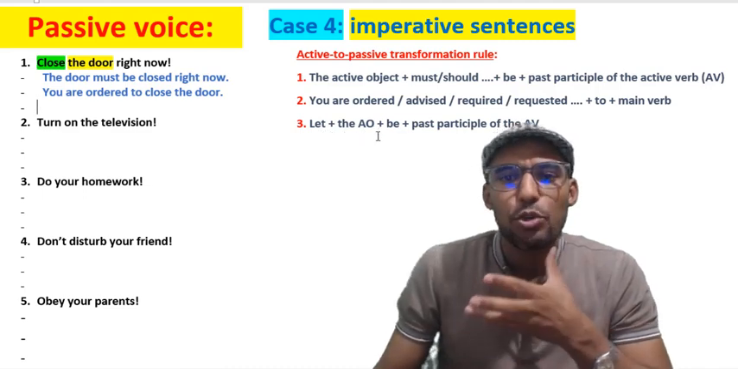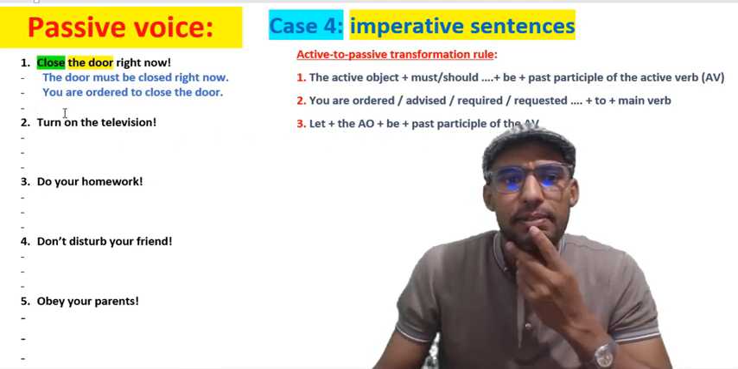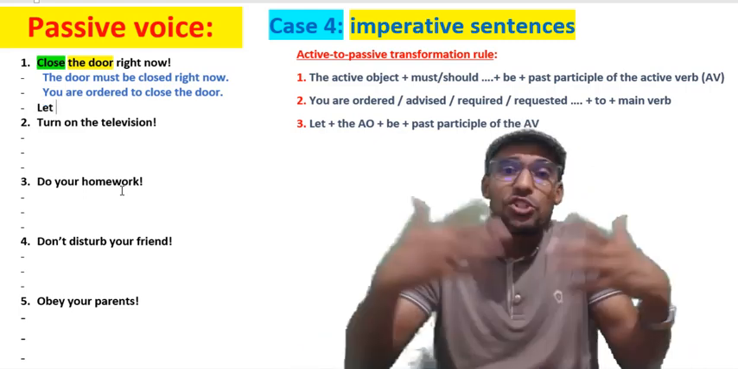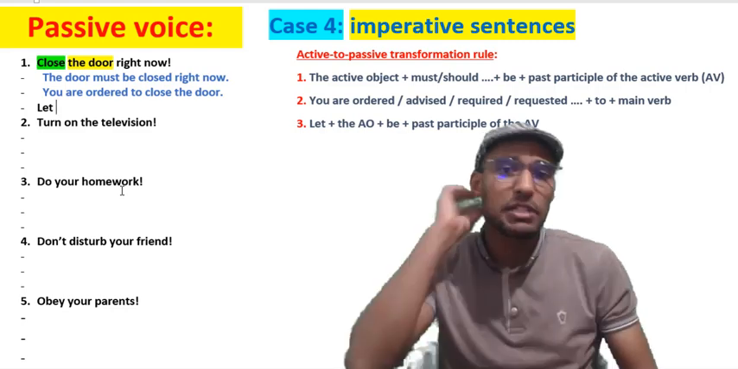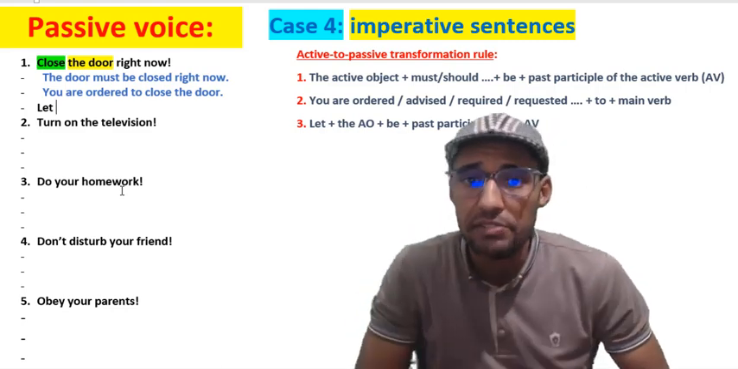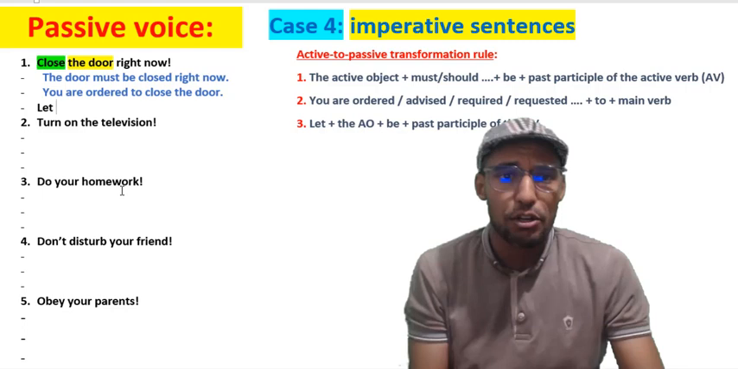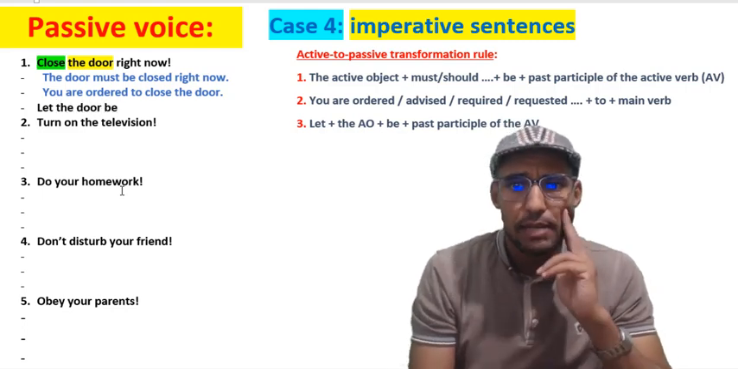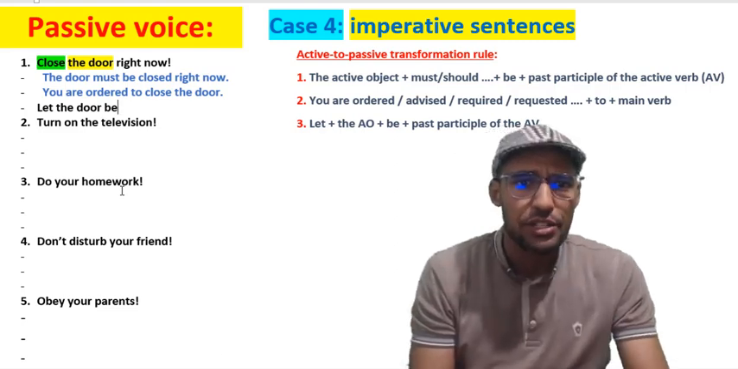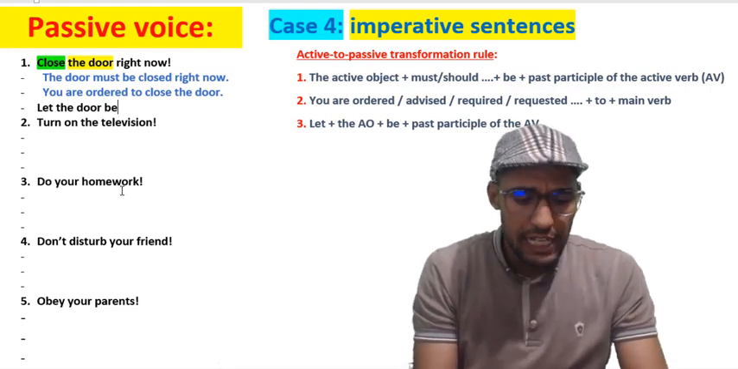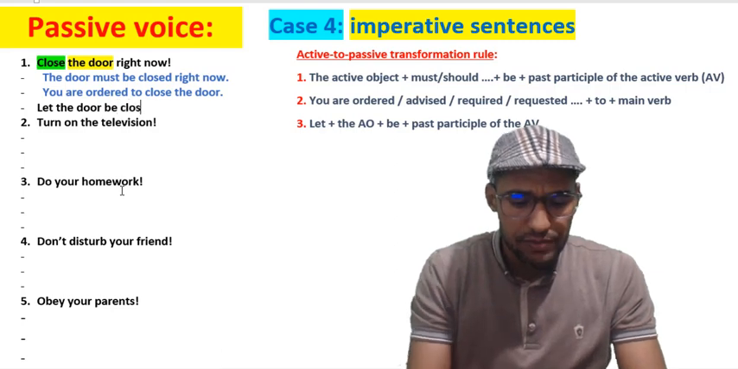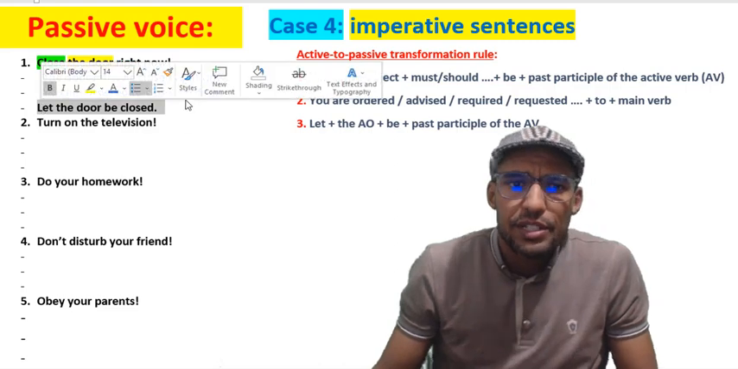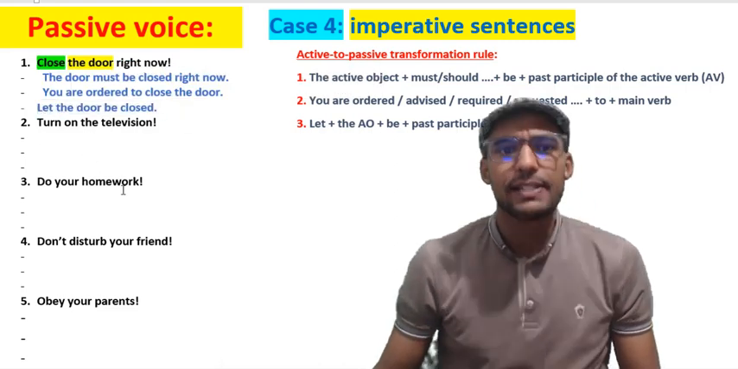Let plus the active object plus be plus the past participle. Here we are going to use let at the beginning. This is another suggestion to transfer the imperative statement into the passive. We can use let plus the active object, which is the door, let the door, plus be, plus the past participle of the verb, which is closed. Let the door be closed. All right, this is another way to handle this case.